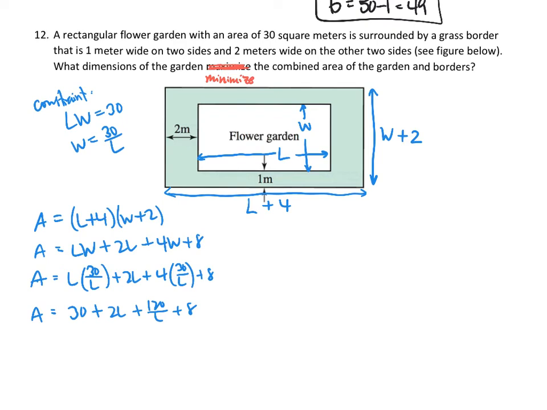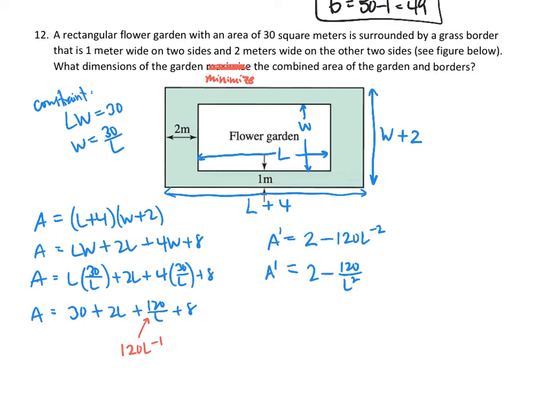So when we take a derivative, first thing we're going to do to make our derivative a little bit easier is think of 120 over L as 120L to the minus 1. So we take our derivative. Derivative of 30 is 0. Derivative of 2L is 2. Derivative of 120L to the minus 1 is minus 120L to the minus 2 by the power rule. And the derivative of 8 is 0. Now we look at that derivative, and we can rewrite it without the negative exponent to make it a little bit easier to understand. That's our A prime.